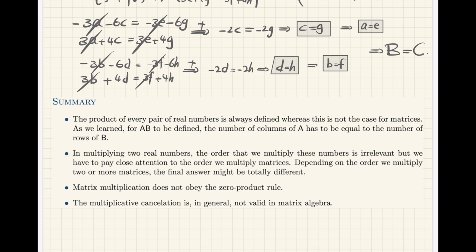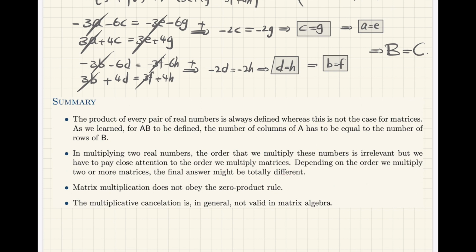Second item, in multiplying two real numbers, the order that we multiply these numbers is irrelevant. But we have to pay close attention to the order we multiply matrices. Depending on the order we multiply two or more matrices, the final answer might be totally different. This is the second item.